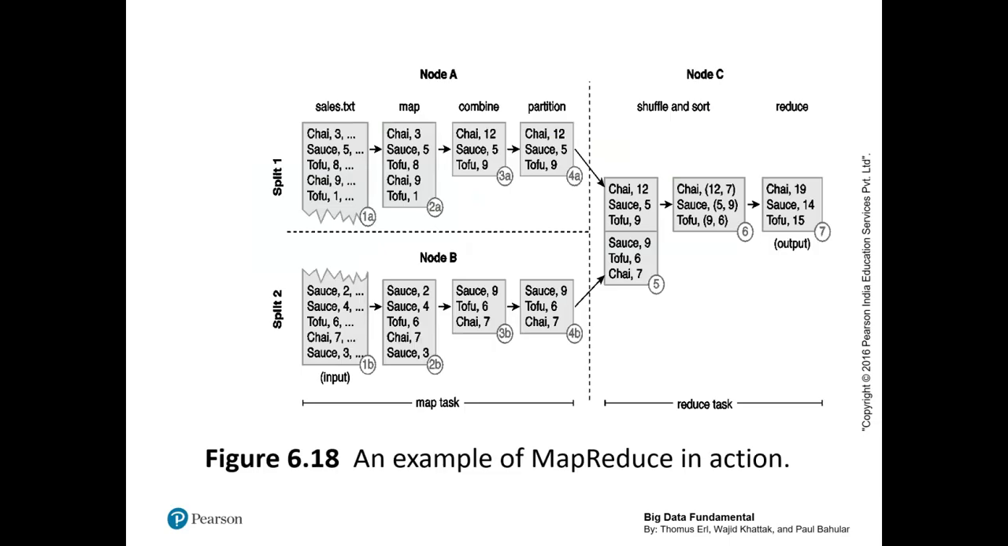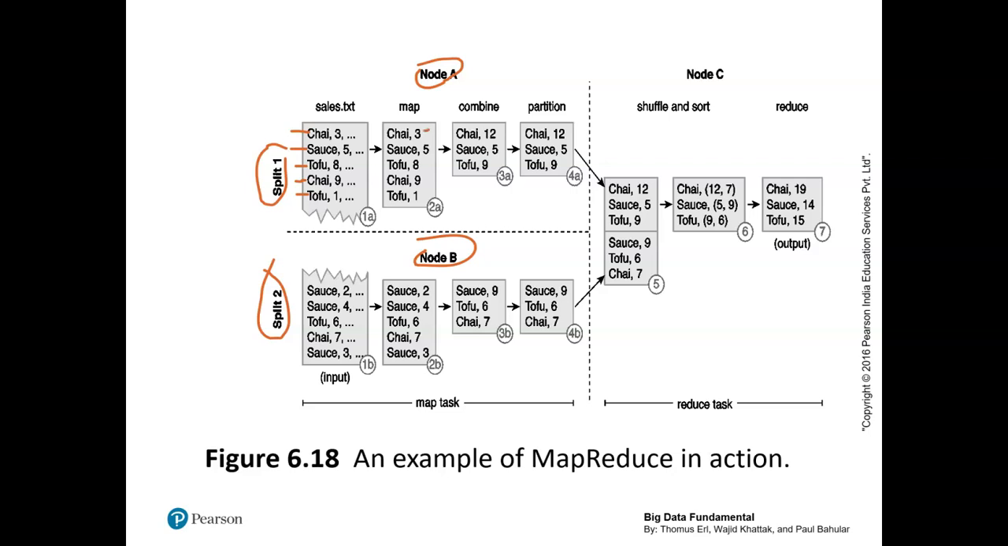This is a very interesting example, and it will clarify all the concepts of MapReduce and how it works. If we look over here, I would just like to highlight some things. For example, we have some items: chai, sauce, tofu, and then chai, and then tofu. So this is split one. Let's suppose the data has been processed in split one, and this is split two. This one is done on node A, and this is on node B. Now we start counting how many chai there are.